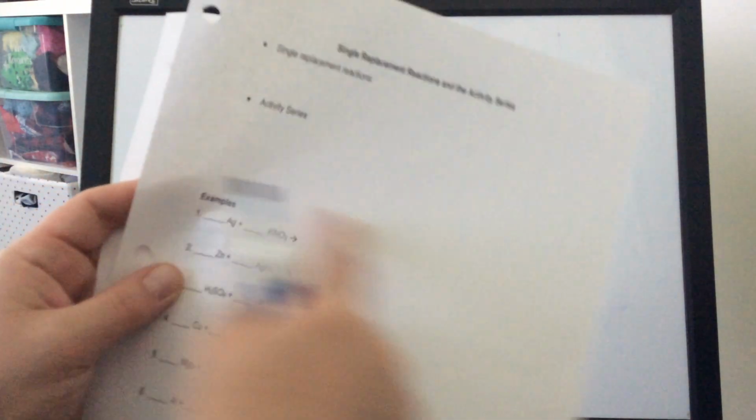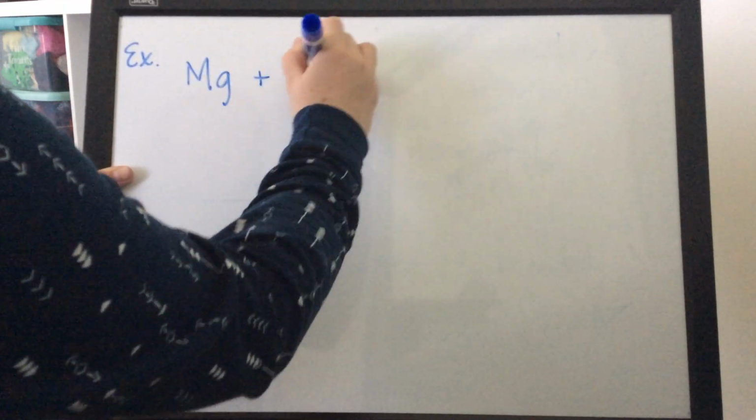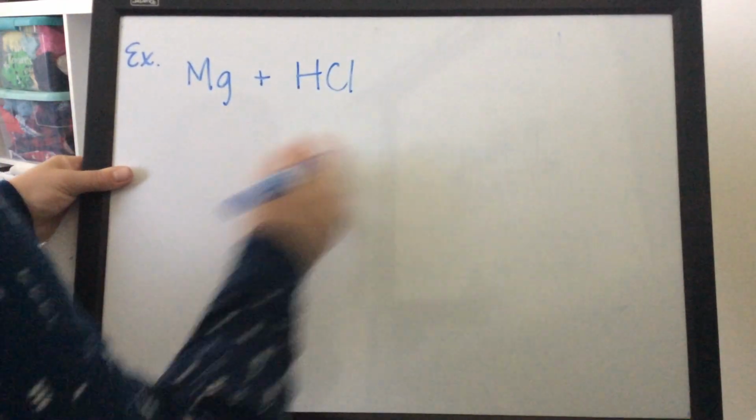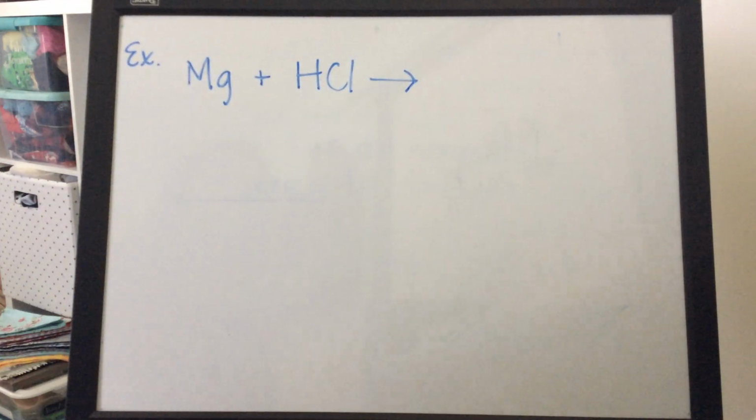Okay, so you should still have some room in this blank space right here. And we'll do two reactions. So let me just make something up. Let's say we have, I don't know, magnesium. So I'll do an example. Magnesium plus hydrochloric acid, or HCl. Okay?